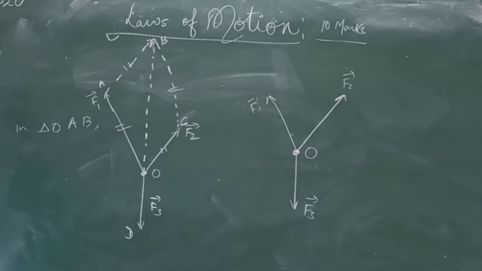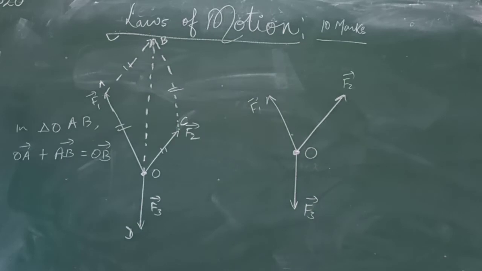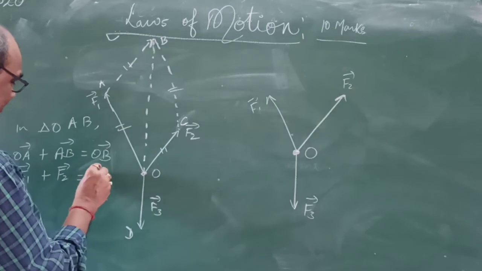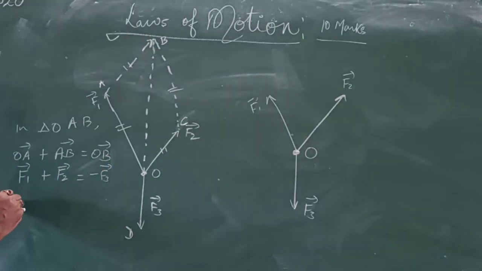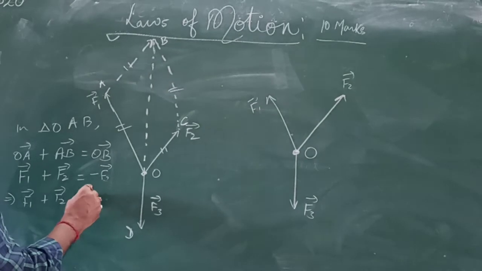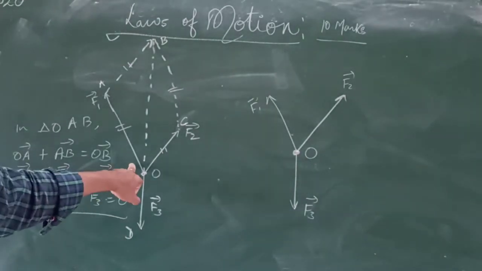In triangle OAB, apply the triangle law of vector addition. Therefore, OA plus AB is equal to OB. OA is the F1 vector, AB is the F2 vector, and this side OB is minus F3, a negative vector. Now transpose this term to the left hand side: F1 plus F2 plus F3 is equal to 0. If the vector sum of all forces meeting at a point is equal to 0, then the concurrent forces are said to be in equilibrium. Is it clear? This is one method.